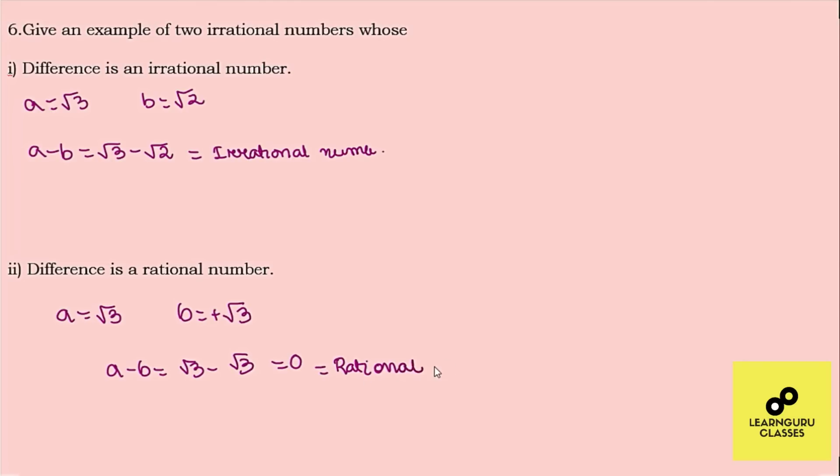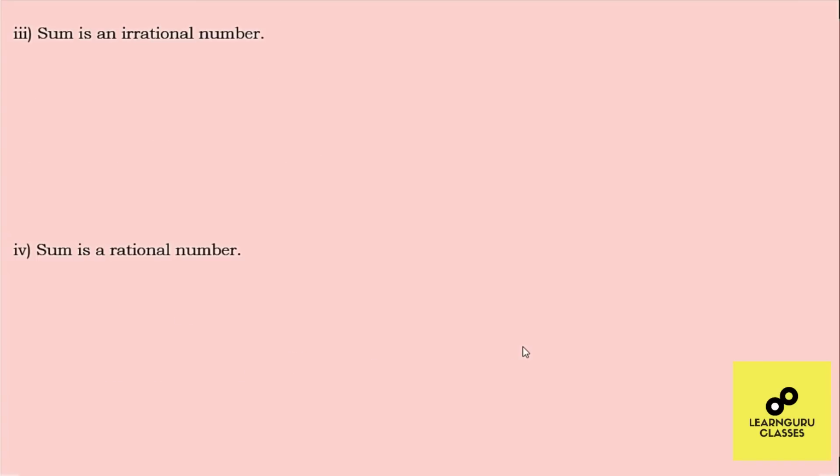Sum is an irrational number. Same example, let's take a equal to root over 3, b equal to root over 2. So a plus b, that is root over 3 plus root over 2, will give you an irrational number.